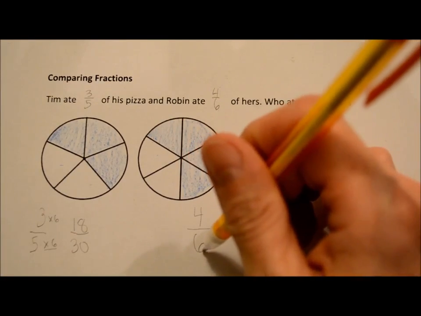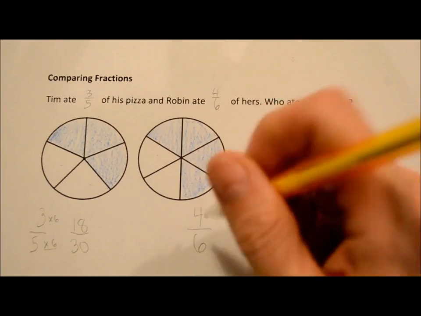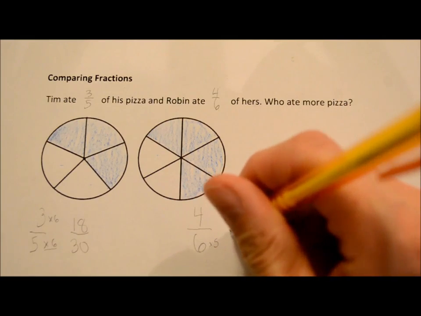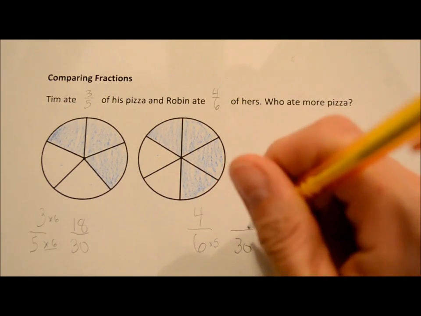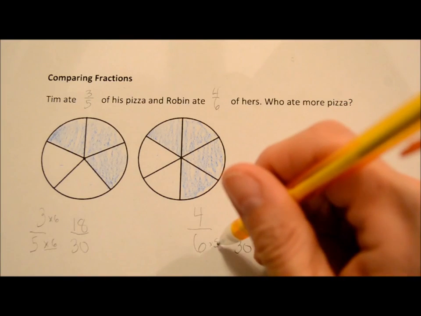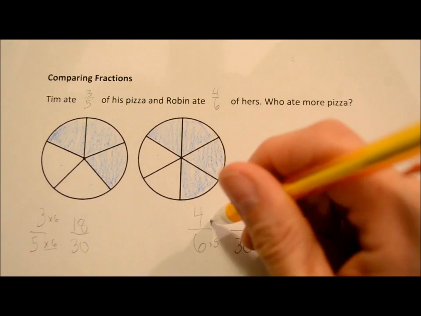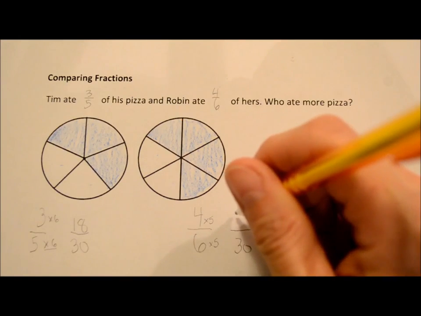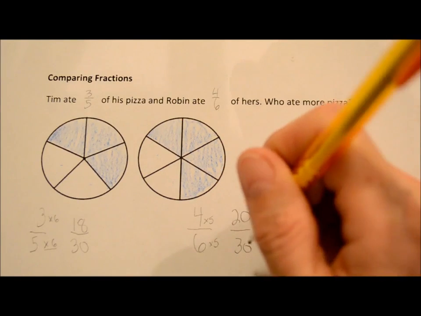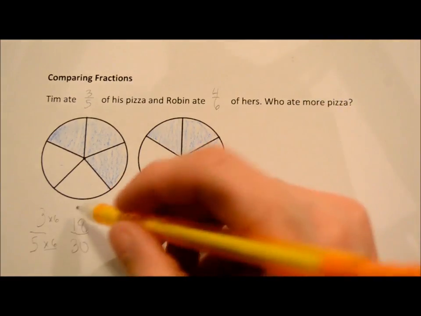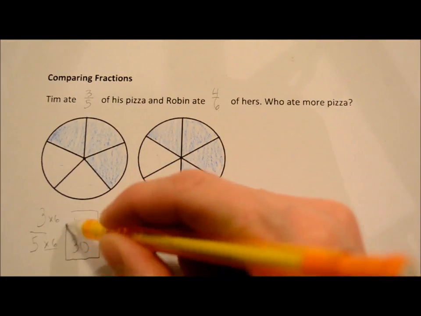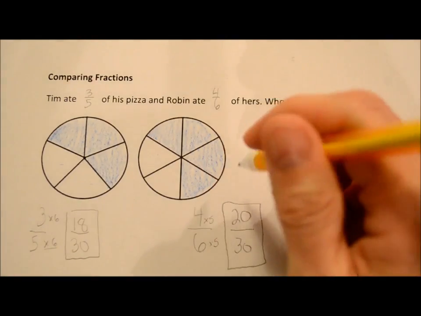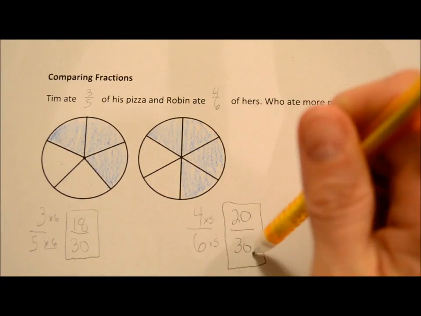All right. So now I have to do my other one. So this time, to get to 30, I have to do 6 times 5. So 6 times 5 is 30. And because I did 6 times 5 on the bottom, I have to also do the top. 4 times 5. 4 times 5 is 20. So now we have equivalent fractions. Now we compare this one and this one, because instead of apples and oranges, now we're comparing the same thing.